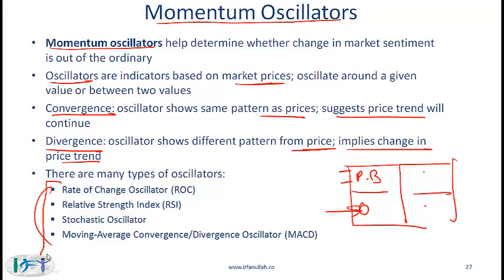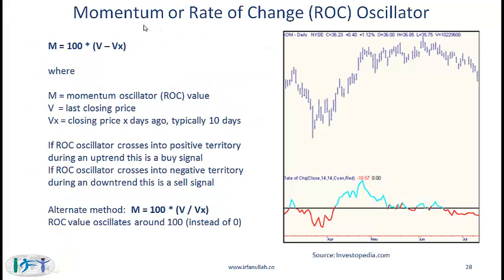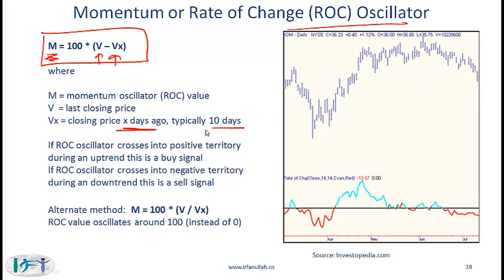We will look at 4 types of oscillators, and here again there is a lot of detail in the curriculum. I'll simply touch on the main points. The momentum or rate of change oscillator is calculated using this formula. So M stands for the indicator that you come up with. That is equal to 100 multiplied by V minus Vx, where V is the value or the closing price of the security, and Vx is the closing price of the security X days ago, which is typically 10 days.